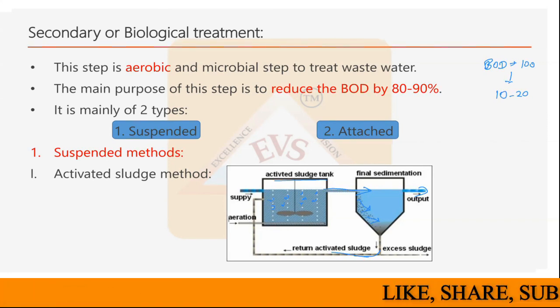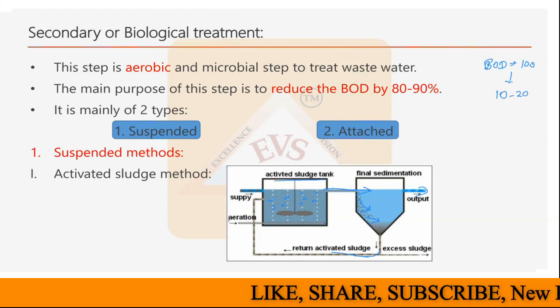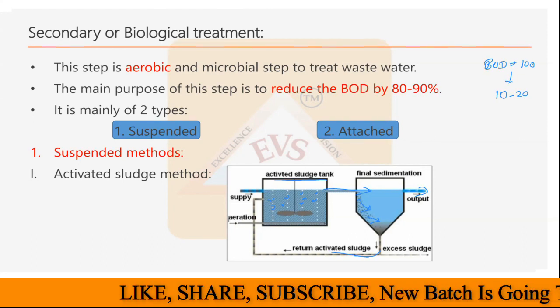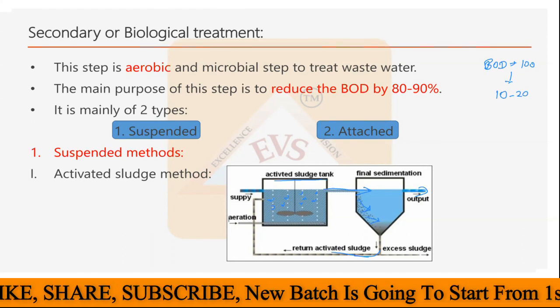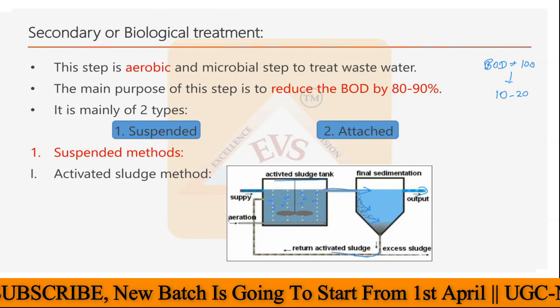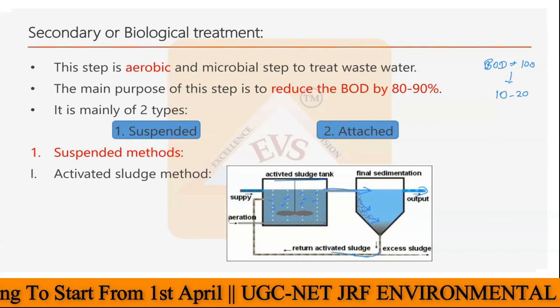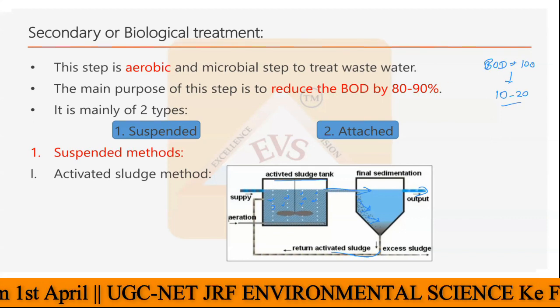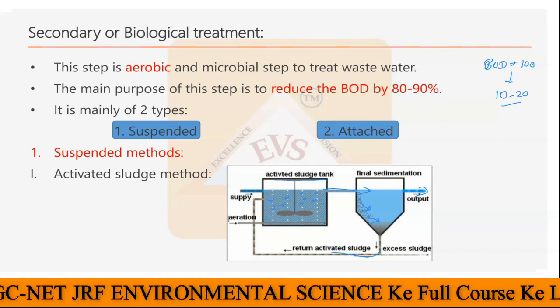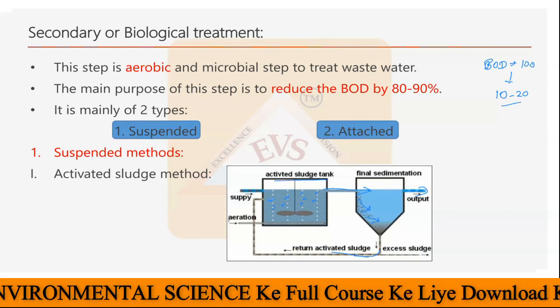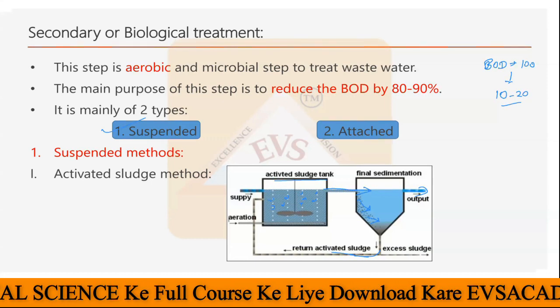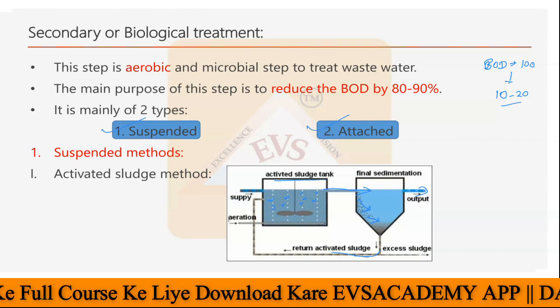I am giving here. In this particular secondary biological treatment, our main purpose is reducing the biological oxygen demand by 80 to 90%. And this process can be repeated multiple times as well. Suppose you are not getting the desired BOD level, so again you will send that water. If you look at this particular type, there are two types. One is the suspended type, another one is the attached type.